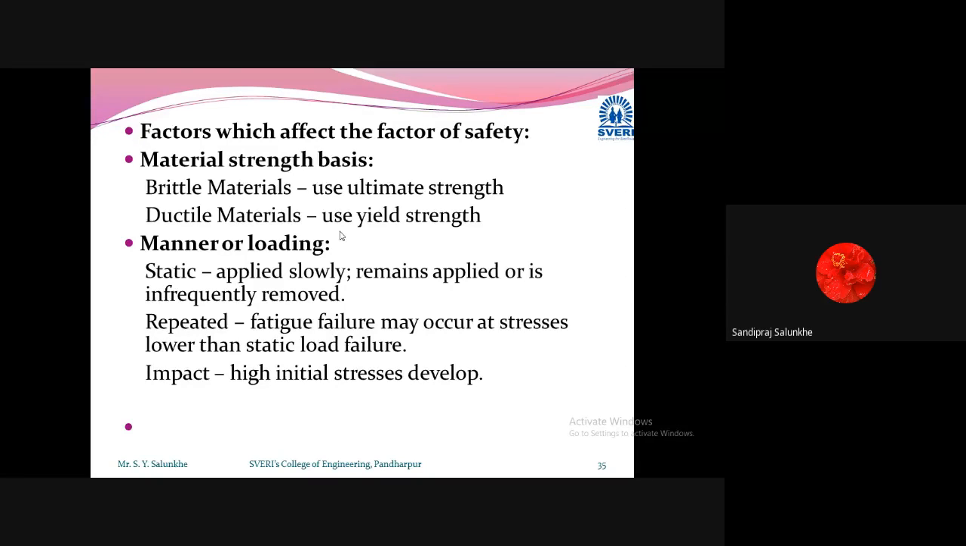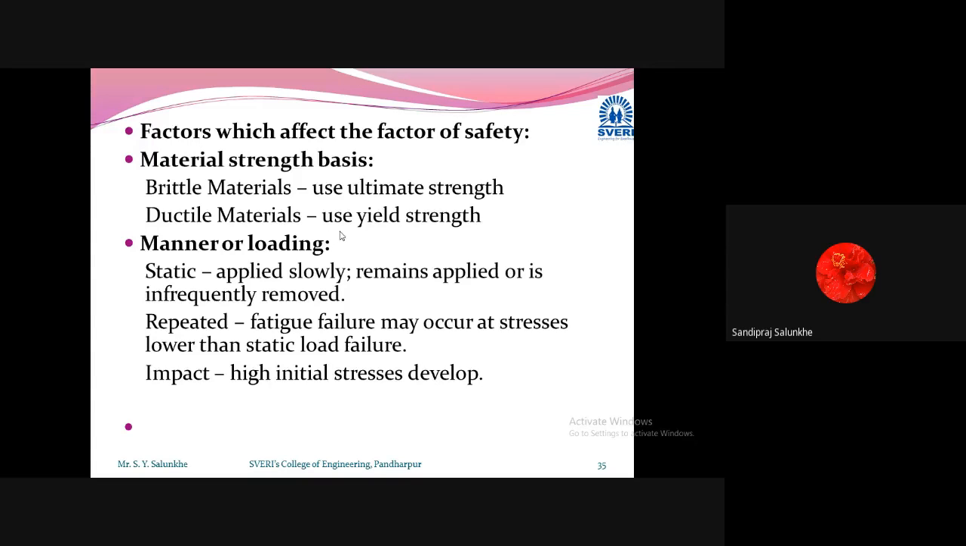Okay, that is the lower value of yield strength. That lower value we have to consider while we are selecting the factor of safety in the case of ductile materials. So this is the first basis we have to use while selecting the factor of safety. The second thing is the manner of loading. Which type of load is coming on that component? That affects the value of the factor of safety.